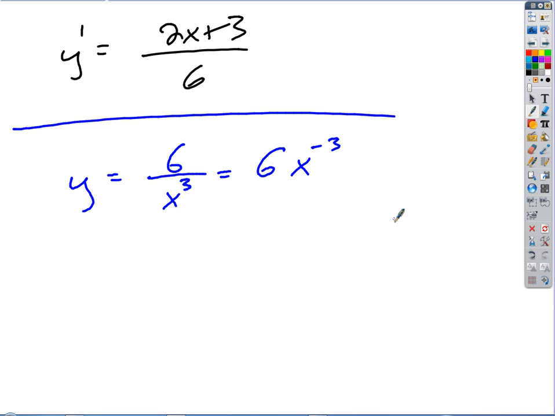What's the power rule again? Remember, we bring the exponent out front and subtract 1 from it. So what is y prime in this case? That would be negative 18x to the negative 1. And if you're asked to write that without negative exponents, that's okay. Just put the x to the fourth.